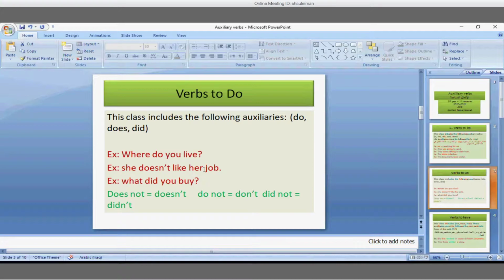For example, where do you live? Where do you live؟ هنا do عندي auxiliary verb استخدمتها كفعل مساعد بعد أداة السؤال where. Another example, she doesn't like her job. Here I use does in order to negate the sentence.